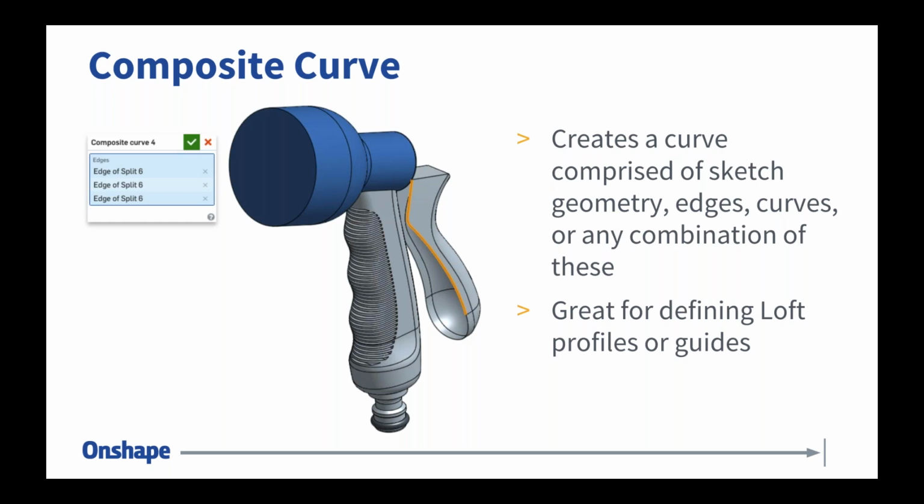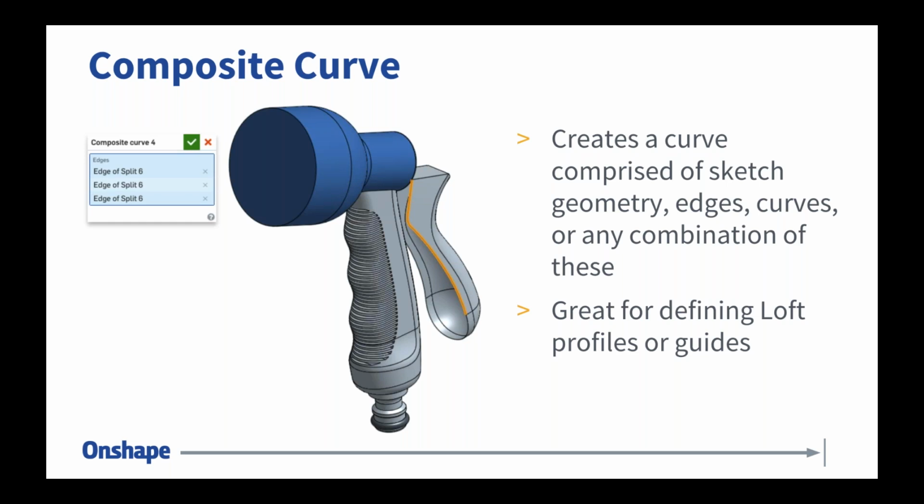Now, the idea behind Composite Curve is it's a composition of things that you select. And so you can make a single curve that is a combination of maybe a couple of edges and another curve and some random sketch geometry. And you could take all of these things, these random miscellaneous pieces of geometry, and make them into one selectable curve. Now, this had really great implications for things like guides in a loft.